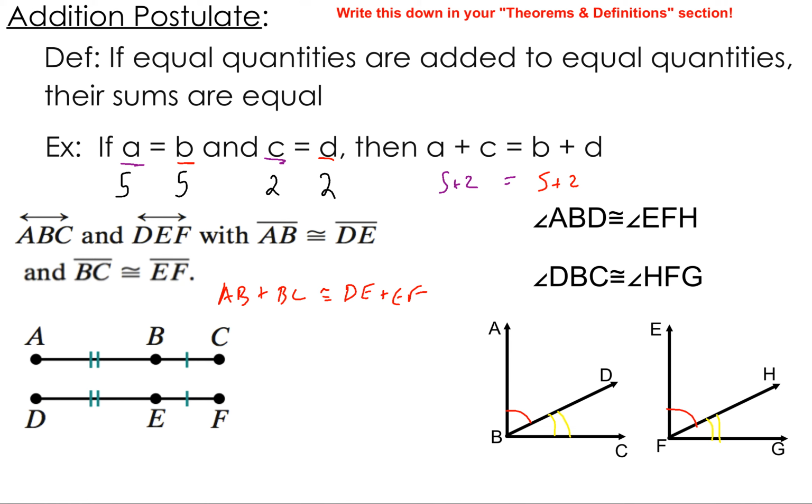If that's the case, then that means that angle ABD plus angle DBC is congruent to which two angles summed together? Angles EFH plus angle HFG. For what reason? Because of the addition postulate, exactly the same postulate. This belongs in your theorems and definitions, so you should take this down. Now, put your player on pause, and then you can hit play to resume.